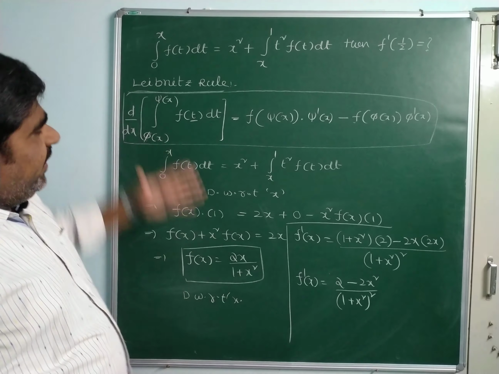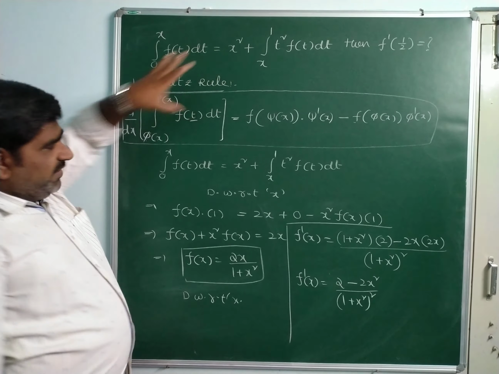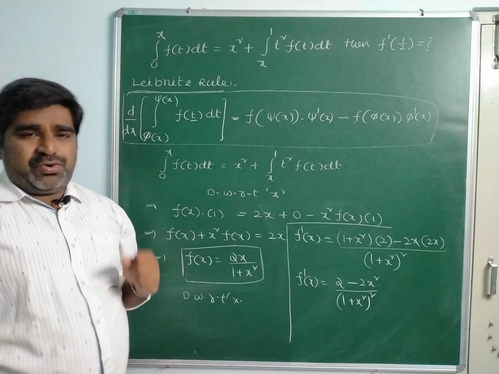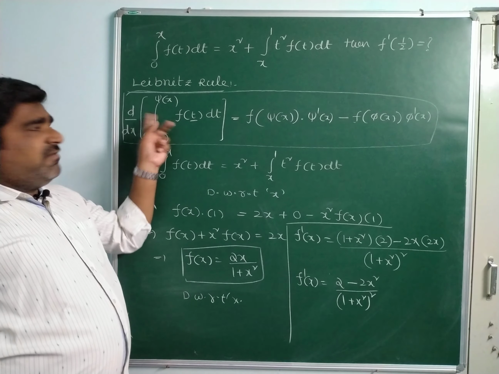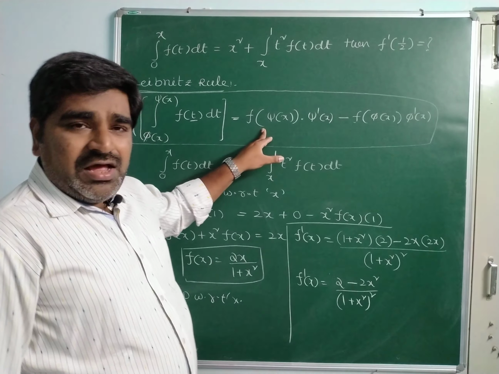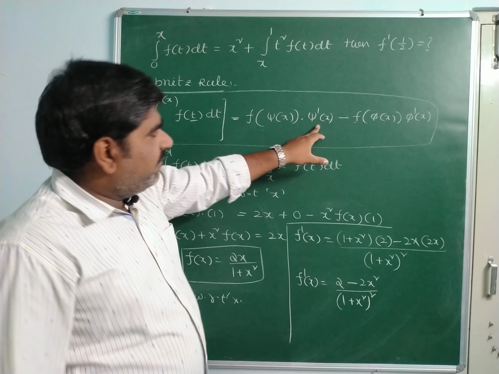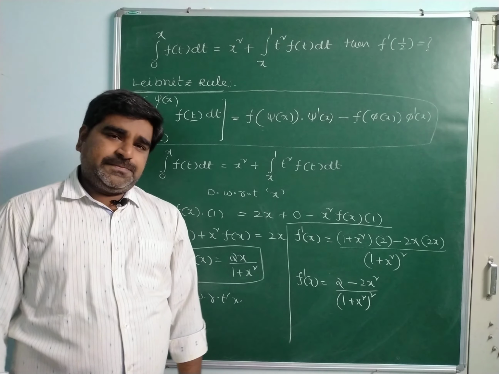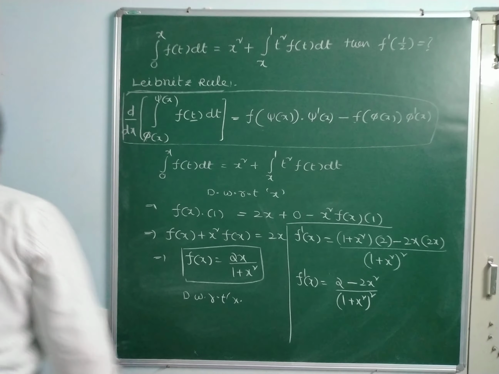Okay, so this is the way to apply the Leibniz rule. A very important rule, very, very important. The derivative of the integral from phi of x to psi of x of f of t dt is equal to f of the upper limit into the derivative of the upper limit, minus f of the lower limit into the derivative of the lower limit. Okay, right.